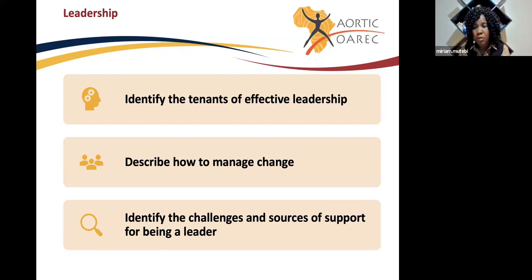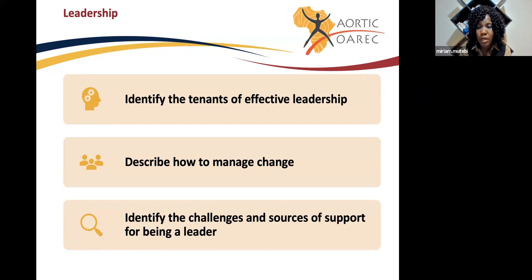For this particular video, we're going to give you a teaser around the modules that we're designing around leadership and mentorship. Looking through what we intend to cover, we're basically looking at identifying the tenets of effective leadership, describing how to manage change. Change is never comfortable, it's never easy, but how do we learn to develop the skills to actively manage that, and to identify the challenges and sources of support for being a leader?